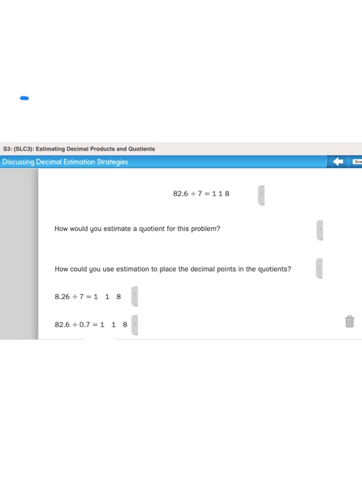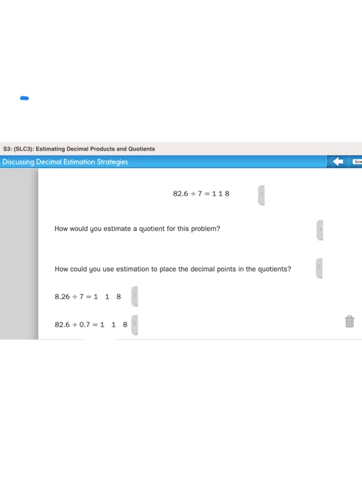So from the last page we were looking at, if you knew that the digits in each product were 3, 0, and 8, you could have used those estimates to place the decimal point in all three products. So this reasoning is also helpful for placing the decimal point in decimal quotients. Look at this problem at the top that is 82 and 6/10 divided by 7. How would you estimate a quotient for this problem?